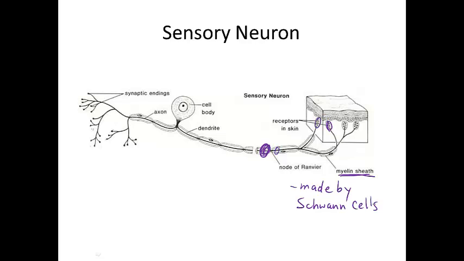So Schwann cells, that's an example of the helper cells, or the neuroglia. Notice there's little gaps in the myelin sheath. Those are called nodes of Ranvier. Then we have the cell body. Inside the cell body we have a nucleus. And then we have the axon, which terminates in these little endings called axon bulbs.